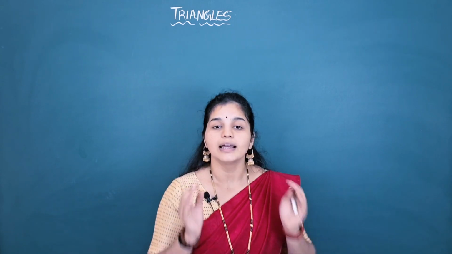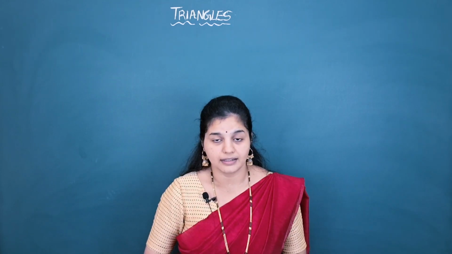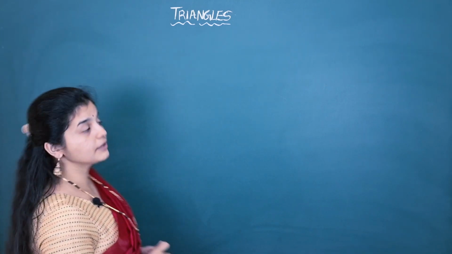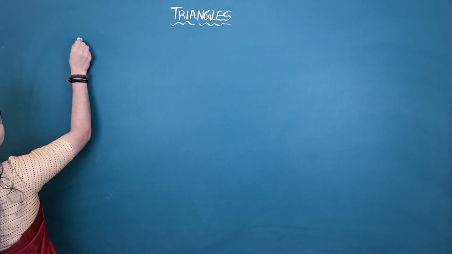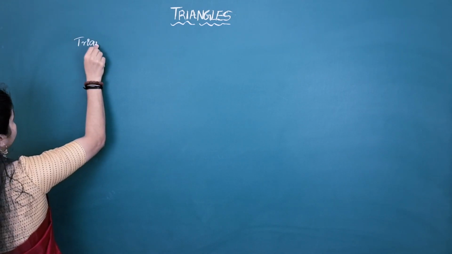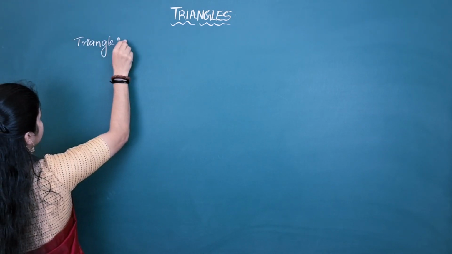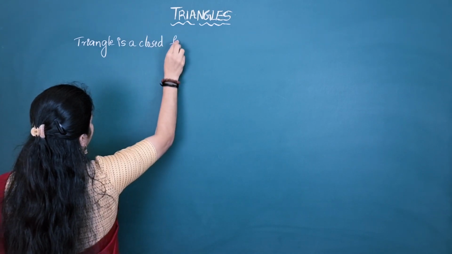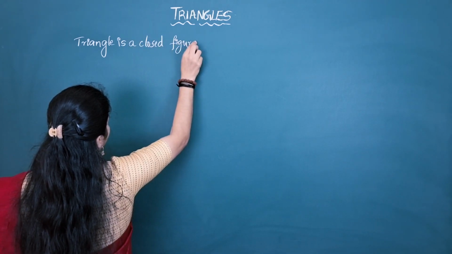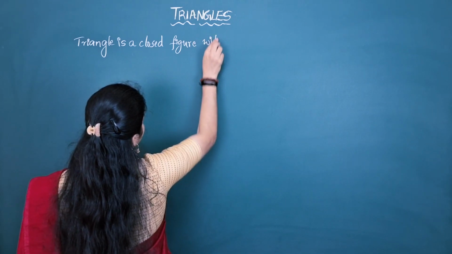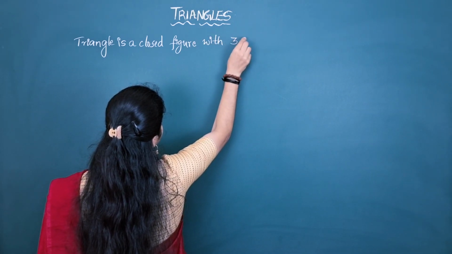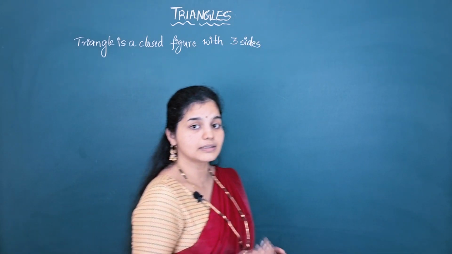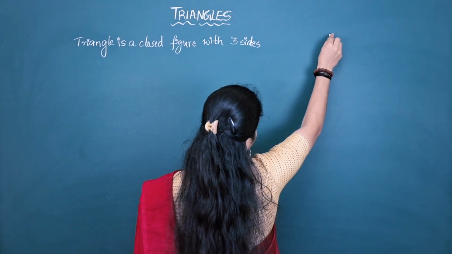So to begin with, let me tell you what triangles are. So what is a triangle? A triangle is a closed figure with 3 sides. Okay, a triangle is a closed figure with 3 sides. A closed figure with 3 sides is called a triangle.